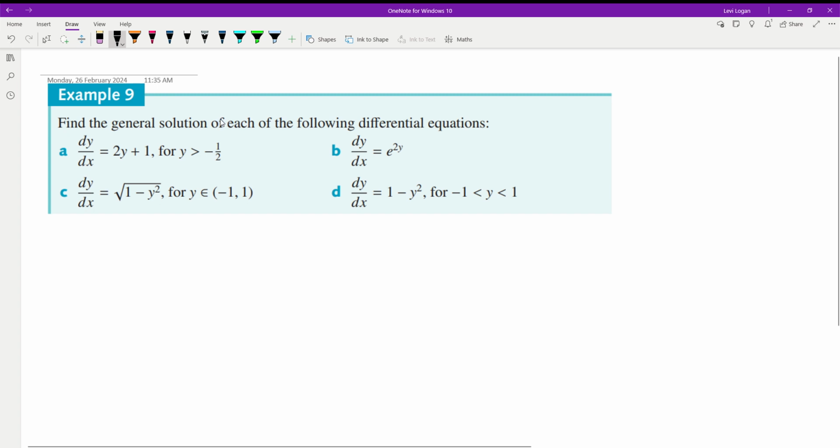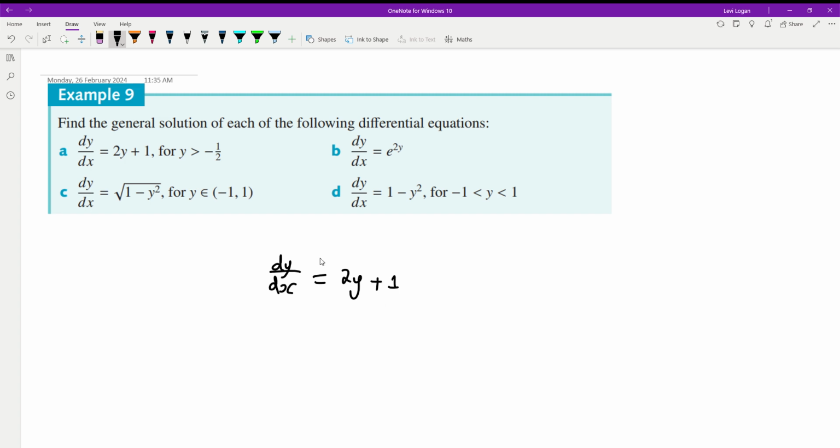In today's video we're going to be solving some differential equations using separation of variables. So I've chosen example 9 from the VCE Specialist textbook for Victoria, Queensland, Australia, and we're pretty much just going to be going through how to solve each of these. So let's just start off with A. dy/dx equals 2y plus 1.